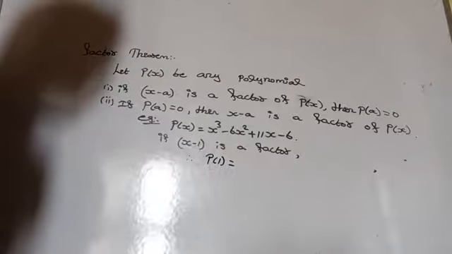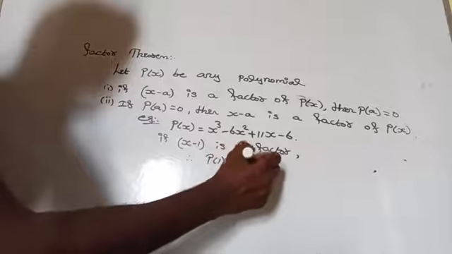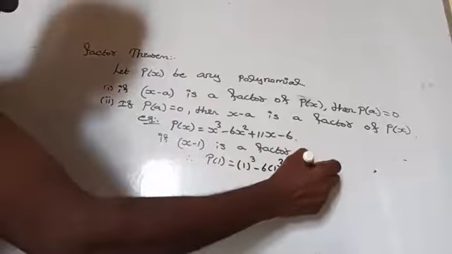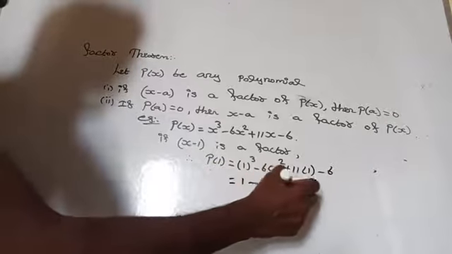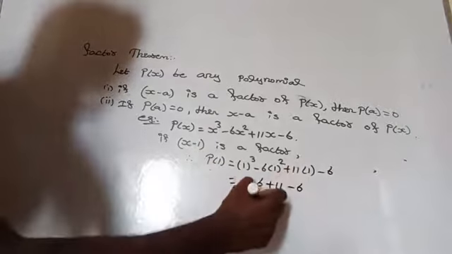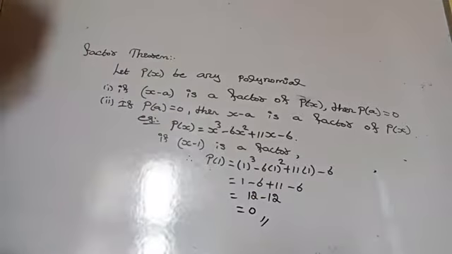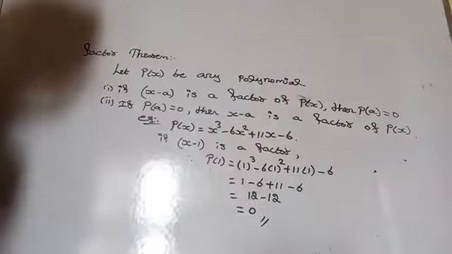Now p of 1 means what? Replace x by 1 everywhere in the given polynomial, then p of 1 equal to 1 cube minus 6 into 1 square plus 11 into 1 minus 6. That means 1 minus 6 plus 11 minus 6, 1 plus 11 is 12, minus 6 is minus 12, 12 minus 12 is what? 0. Are you getting it here? If x minus a is a factor of p of x, then p of a will be 0.